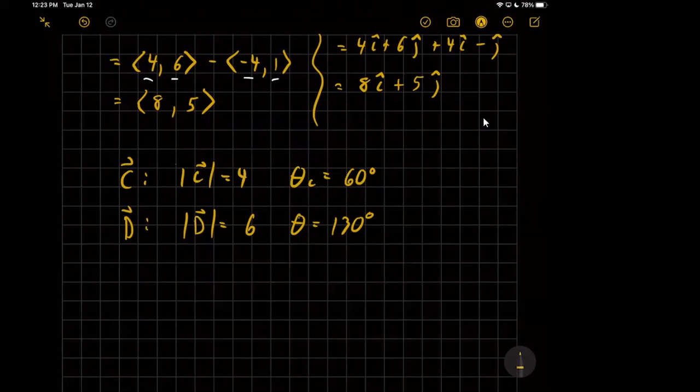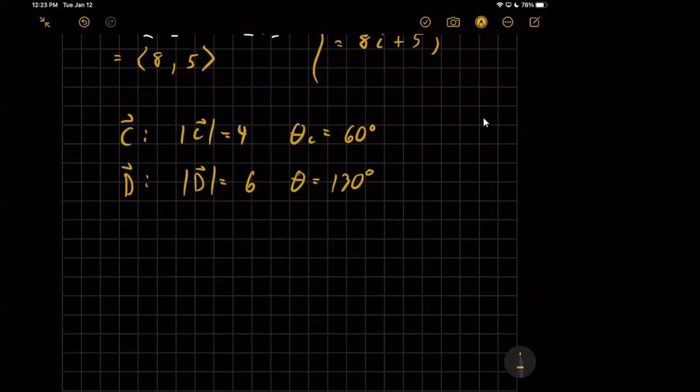Okay, so how do we handle this? Well, this would be easy if they were in component form, so let's make them have components, all right? So we can find the components. We can say Cx and Cy. Our Cx will be 4 times the cosine of 60 degrees. We're assuming that all of these angles are relative to the positive x-axis.